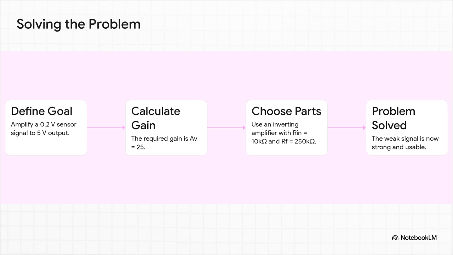So what's our game plan? Well, it's actually super straightforward. Step 1. What's the goal? We need to turn 0.2 volts into 5 volts. Simple enough. Step 2. Let's calculate the gain we need. Just divide 5 by 0.2, and we get 25. So we need a gain of 25. Step 3. Pick our circuit. The inverting amplifier is perfect for this. All we need to do is pick 2 resistors whose ratio is 25. So let's say we pick a 10K ohm resistor for the input. That means our feedback resistor needs to be 250K ohms. And step 4, problem solved. Just like that, our tiny, useless signal is now a strong, clean signal a computer can easily understand.